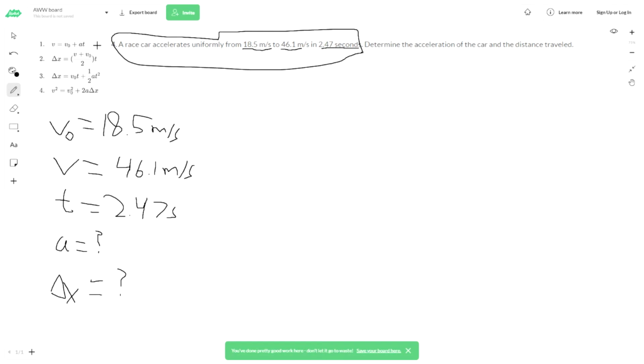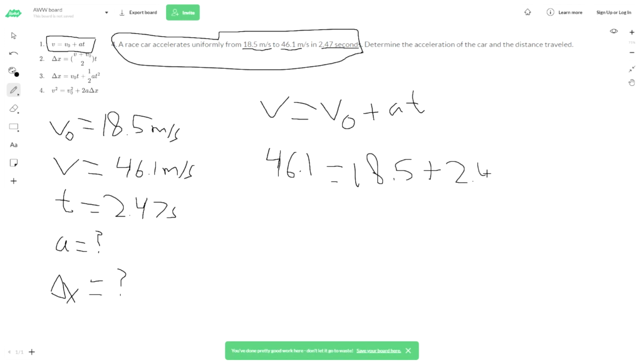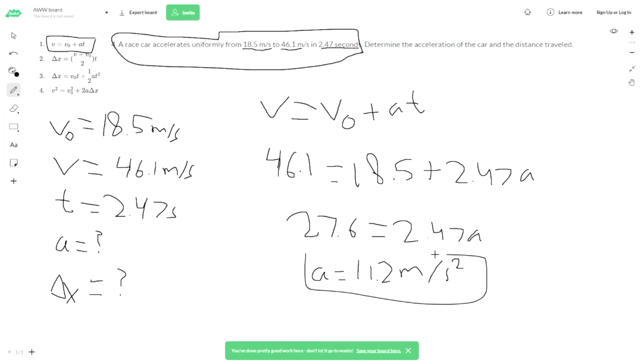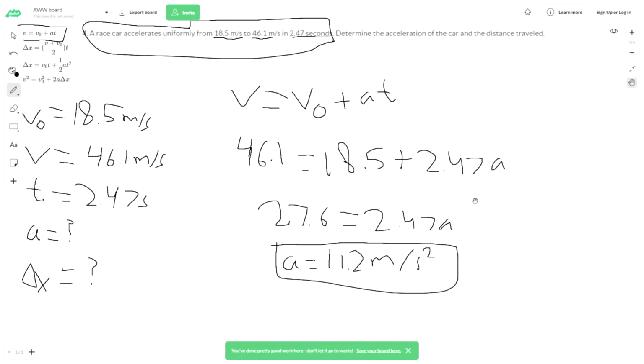Alright, so for solving for acceleration, we can use our first equation again: v equals v0 plus at. So solving for this, we get 46.1 equals 18.5 plus 2.47a. Then we can manipulate this equation to solve for acceleration. So we get 27.6 equals 2.47 times the acceleration, and we get an acceleration value of 11.2 meters per second squared.